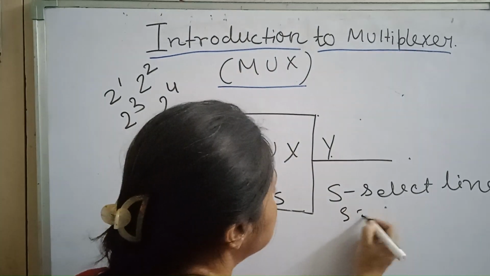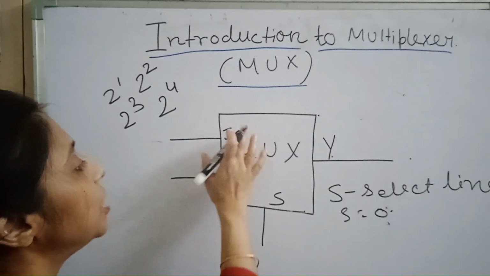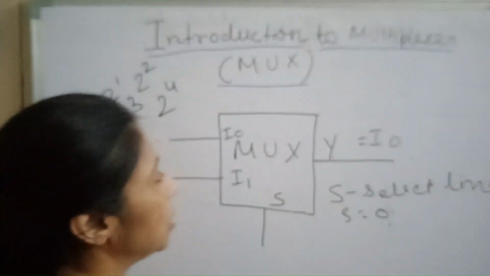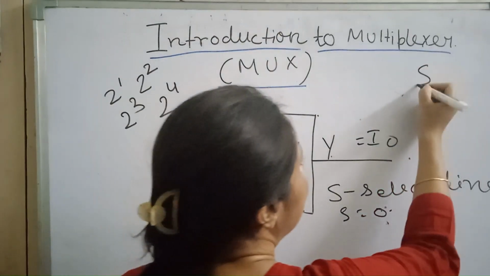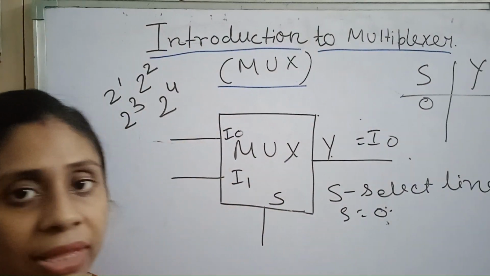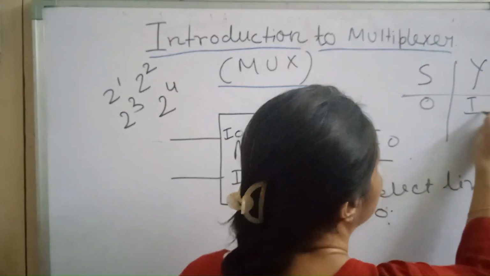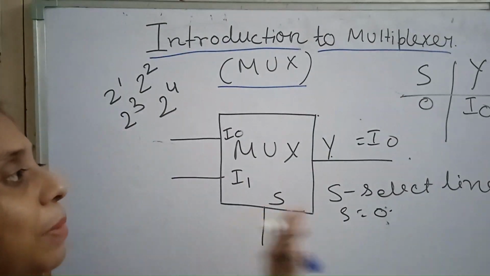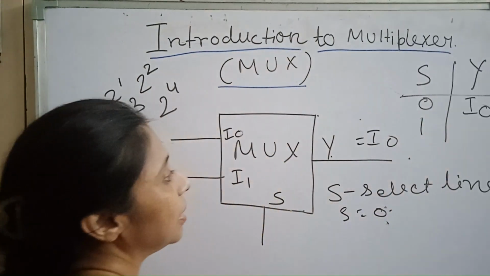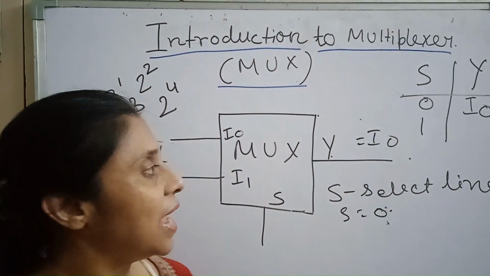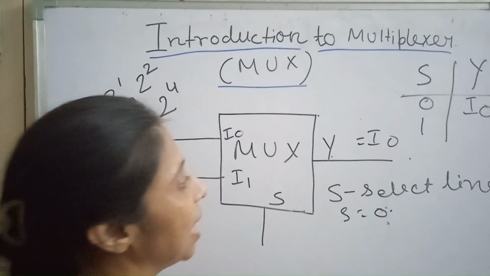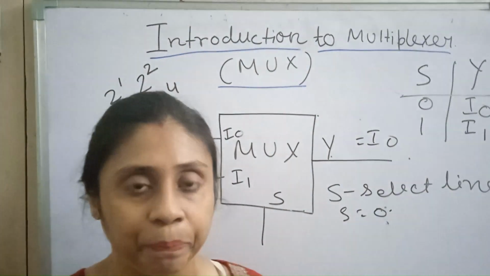Now how to select? If S equal to 0, then I0 will be selected and Y will be equal to I0. So how can I write? If S equal to 0, then Y is equal to I0. I0 will be selected and that will be transferred to the output line. If S equal to 1, then I1 will be selected and I1 will be transferred to the output line. So if S equal to 1, then Y is equal to I1.